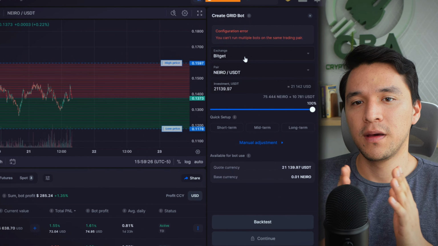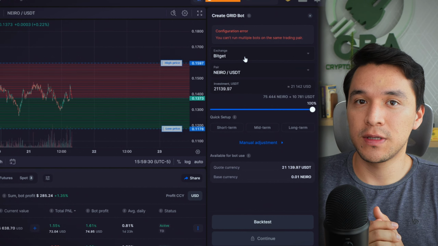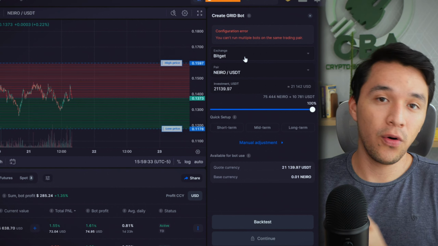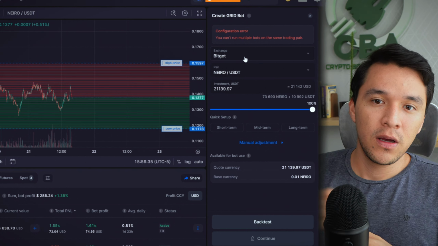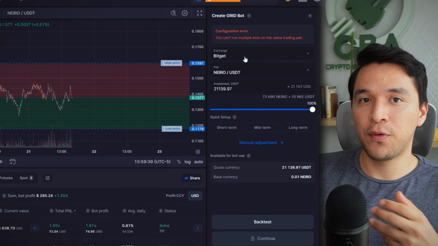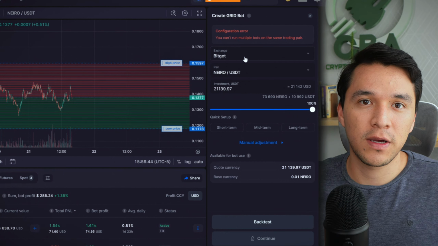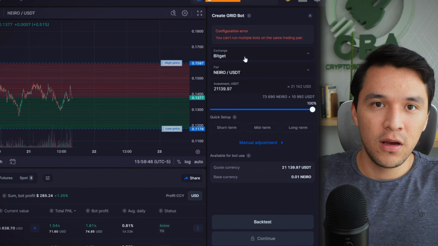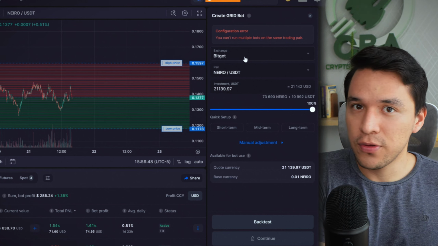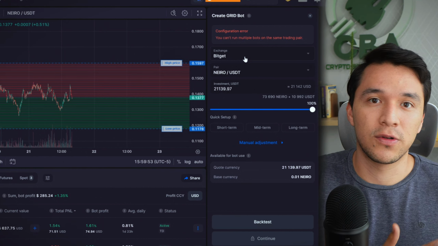Then we have the crypto pair. Make sure to always trade against USDT so you can make all of your profits in USDT. We also cover inside CVA, my private crypto community, how you can profit in a quote currency, meaning if you want to accumulate Bitcoin, Ethereum, XRP, Solana, Litecoin, Doge, you can also do that. But for that, we have specific strategies that I'm not going to be able to cover here.